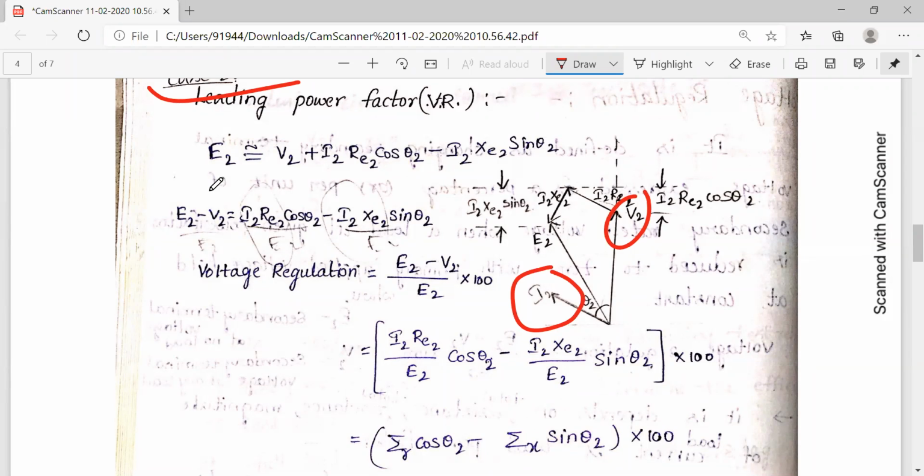And in the same way, write down the equation for E2. So this is the V2 value, current leads V2, this is I2 R2, this is I2 X2, this is I2 Z2. So this is the E2 value. E2 equals V2 plus the resistance component, and this is the V2 value.